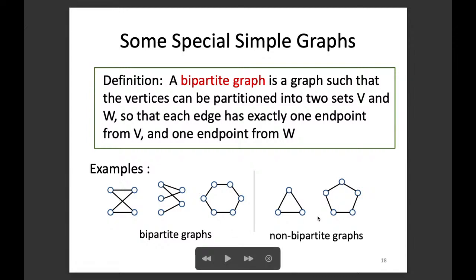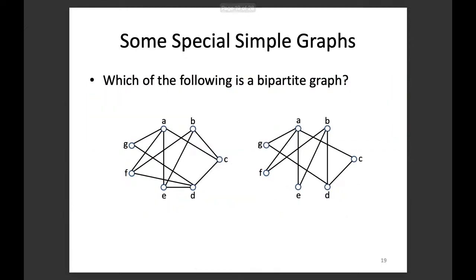This is not a bipartite graph because no matter how we separate the vertices into two groups, you will see that there must be, so here, let's say we put these two into the same group, this is another one, but then we will see that there are still edges joining vertices from the same group. So this is not a bipartite graph. So we ended with this question. So how do we check if a graph is bipartite or not?